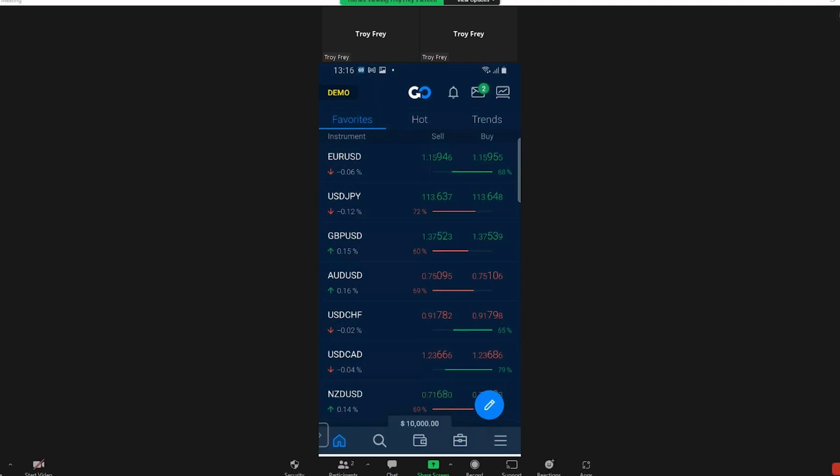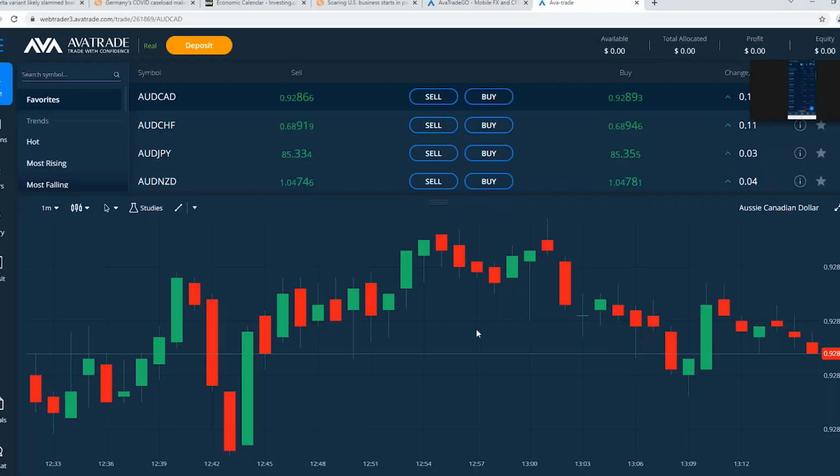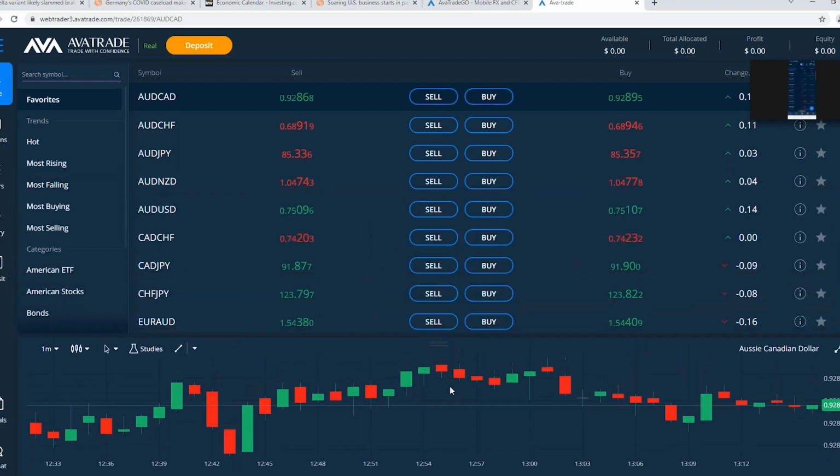All right, so good. Let me get rid of this then out of our view. We don't need that. And let's say you want all those same features, but in a web-based platform. Well, we have that on the web trader. So you can just log in here, and when you log in, you'll be on this platform. Looks a little different than the app, but also similar. And it has the same functionality, everything we just looked at.